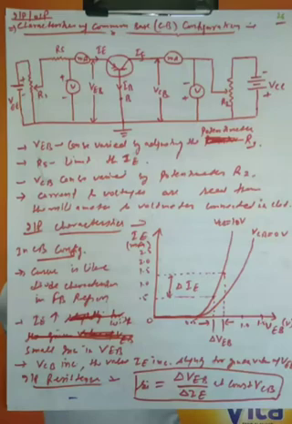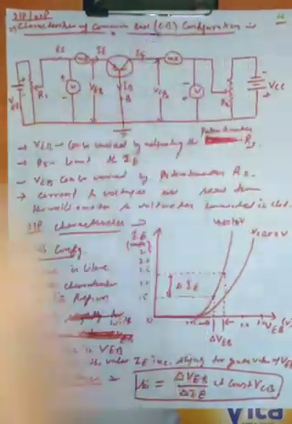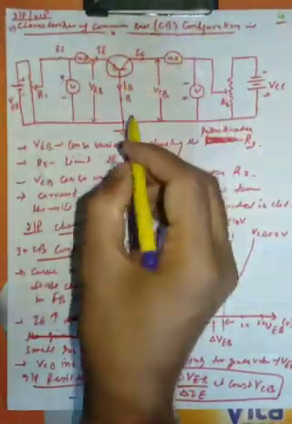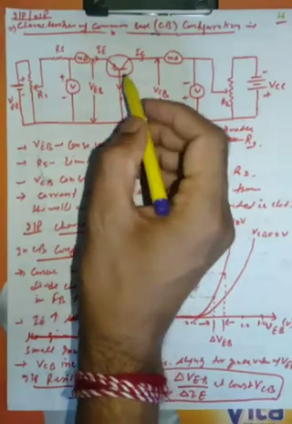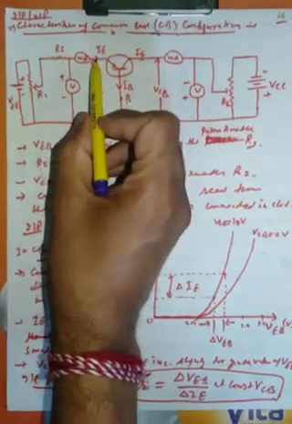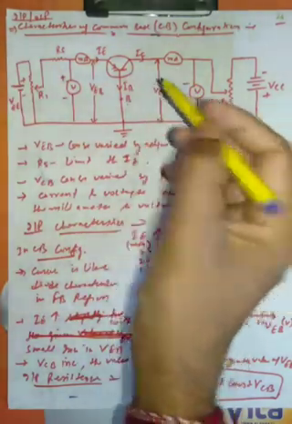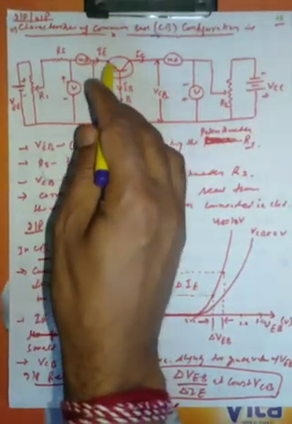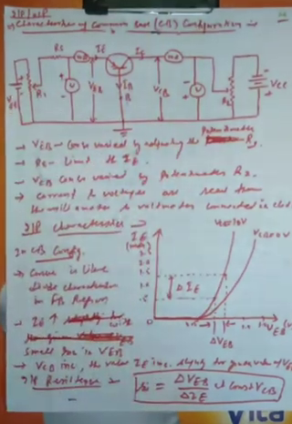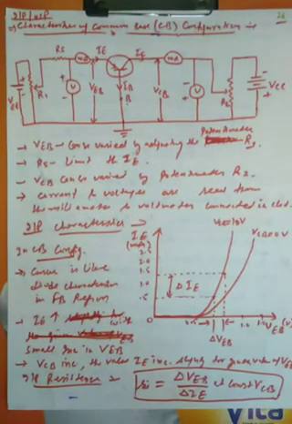Good morning students. Today's topic is input output characteristics of common base configurations. In common base configurations we have to make the base terminal common, and the emitter is given as the input side, and the collector is the output side. The direction is from emitter to base, so it is a PNP type transistor.